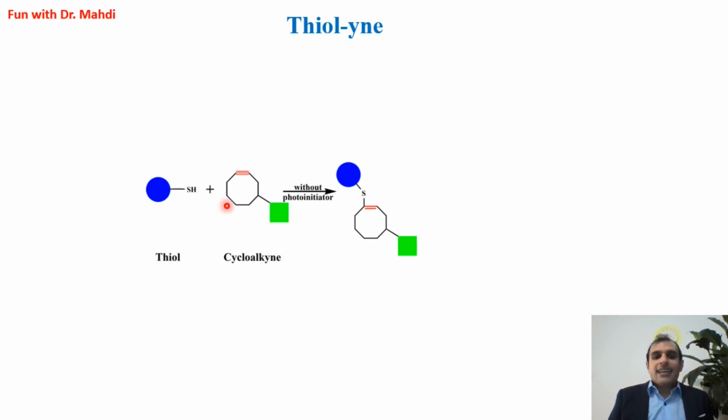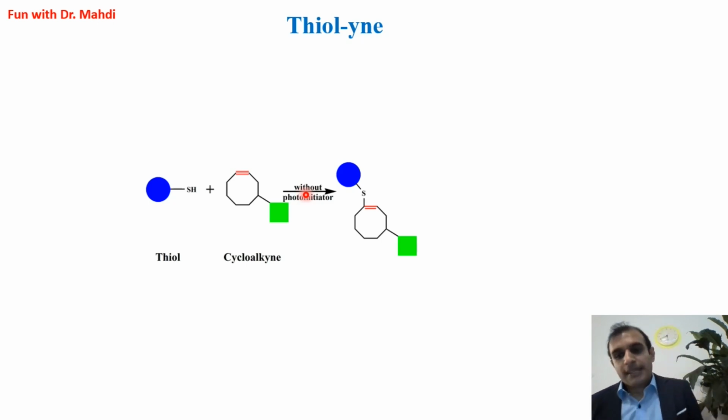But again, when we replace linear alkyne with cycloalkyne, we don't need to use UV irradiation, and also we don't need to use a photoinitiator. Again, it's a reaction between thiol and cycloalkyne, and the product will be something like this. It can be done without UV irradiation and also without a photoinitiator.